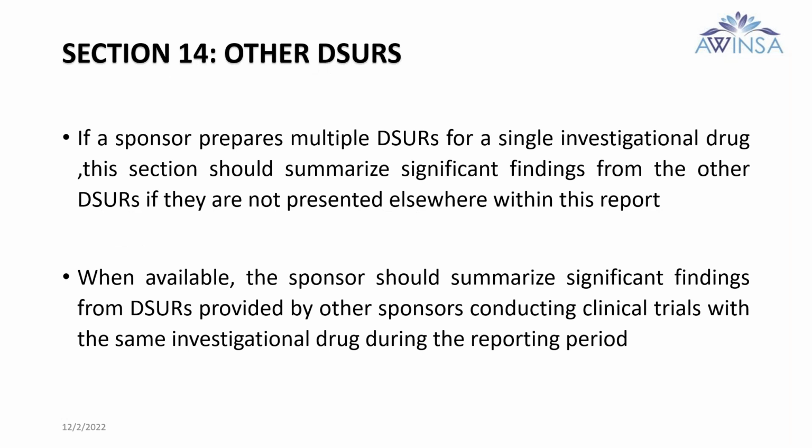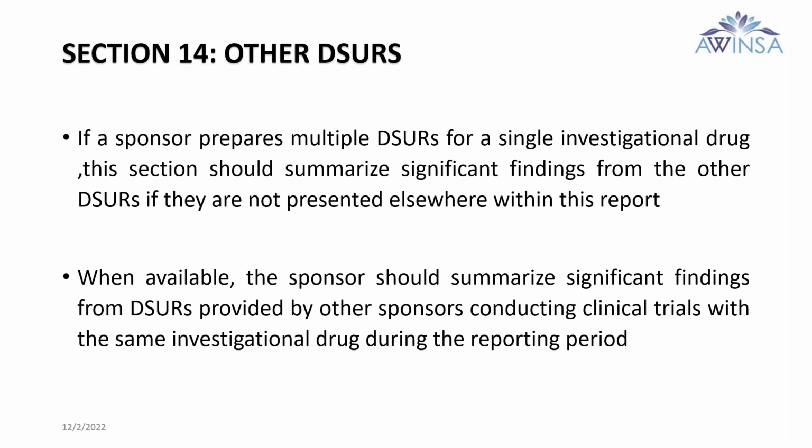Now, as I mentioned earlier, there could be scenarios where some other partner is also conducting a clinical trial, and the partner might have prepared another DSUR. First of all, it's important that there is a safety exchange between the partners. And if the sponsor is preparing multiple DSURs, then the section should summarize significant findings from the other DSURs. Ideally, most companies would do just one DSUR for a single investigational drug. But in case they are preparing more than one DSUR for the same molecule, maybe because there is specific data for a particular indication, they anyway need to mention the safety concerns in both DSURs.